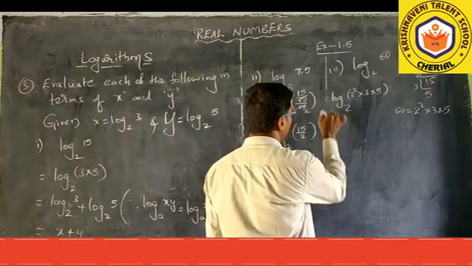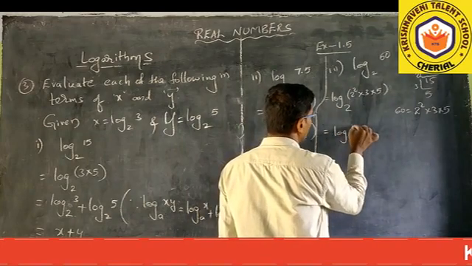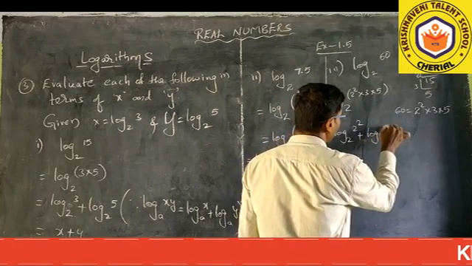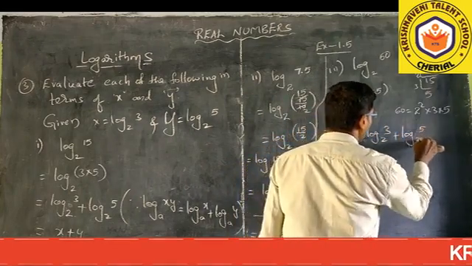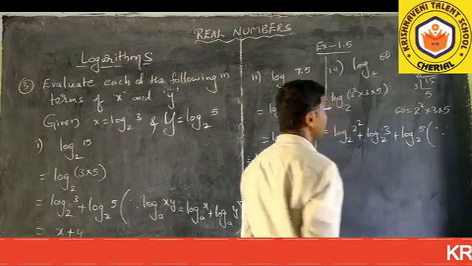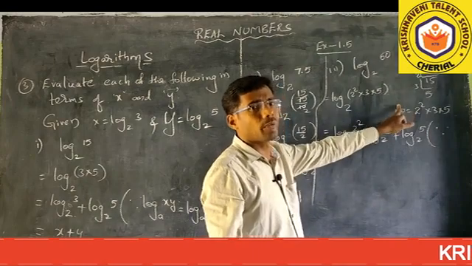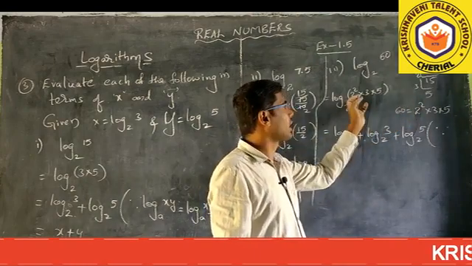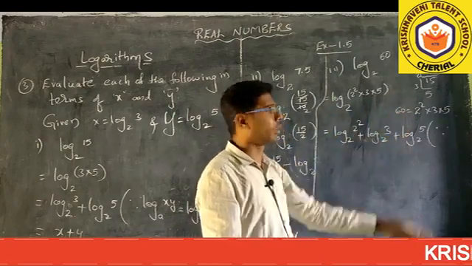Now by that, what can you write? It equals log 2 squared to the base 2 plus log 3 to the base 2 plus log 5 to the base 2. You write that, since log xyz equals log x plus log y plus log z. Whenever 3 are there, you have to split into 3; 4 means split into 4; n means you have to split into n.